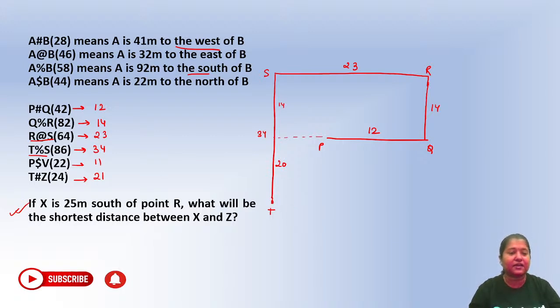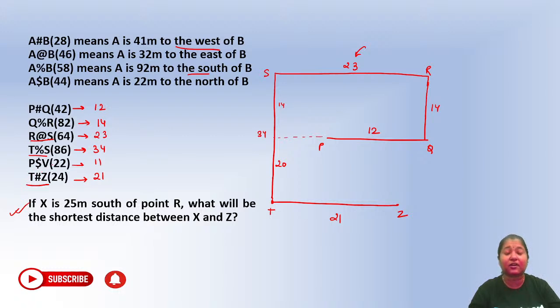अब आगे देखो क्या दे रखा है. We have this T hash Z. Hash means west. So T is towards the west of Z and distance between them is 21. So 21 will be something like this, right? This is your 23 here. The 21 thoda chota hoga. Let's say this is your 21 here and this is your Z. So T is towards the west of Z. Okay, done.